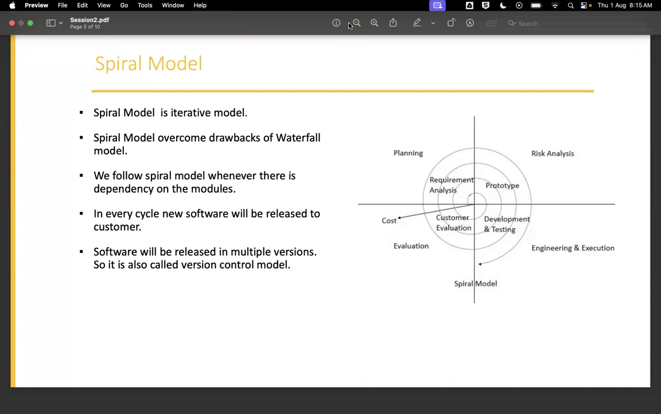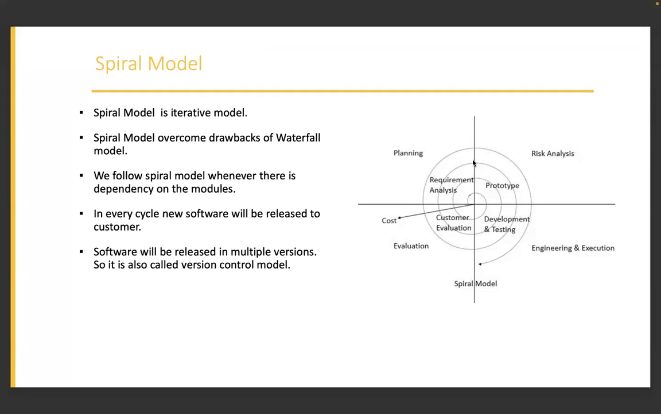So in every cycle, we will be trying to release some new feature. If today there is a new feature introduced in WhatsApp, after 4 to 5 days, or after 1 week, we might introduce one more new feature, right? This whole process happens in the spiral model methodology. Software will be released in multiple versions, guys, and that's the reason this model is also called the version control model.